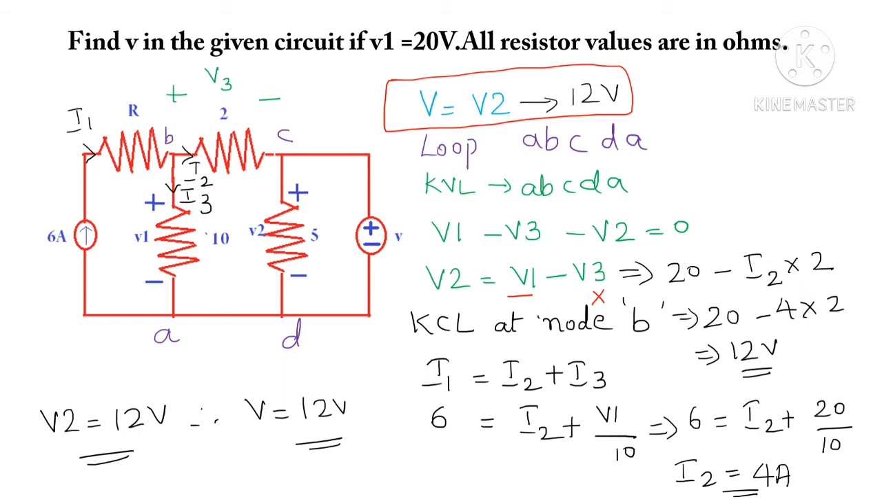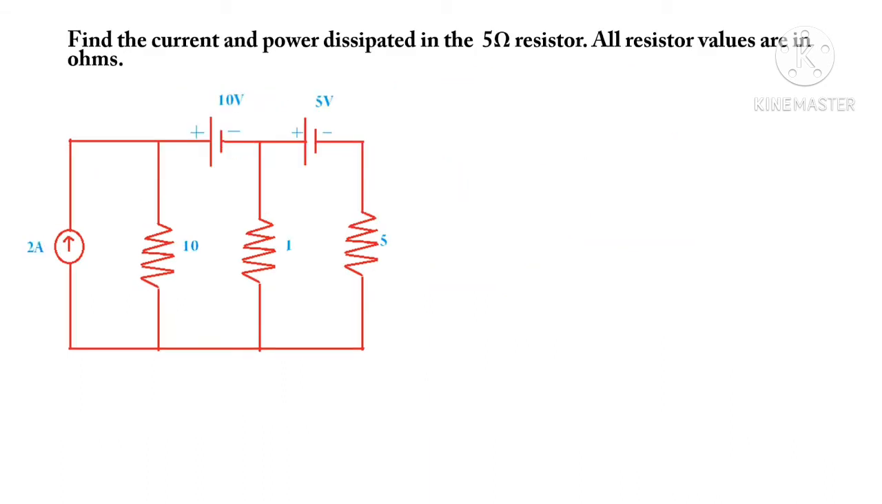So moving on to the next question. We are supposed to find the current and the power which is dissipated in this 5 ohm resistor. Other than this 5 ohm resistor, we have a 1 ohm resistor and a 10 ohm resistor. We have a current source of 2 amps. We have two voltage sources of 10 volt and 5 volt. So how can we find the current and the power which is dissipated through the 5 ohm resistor?